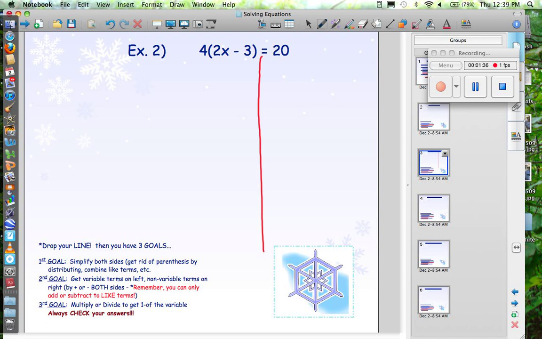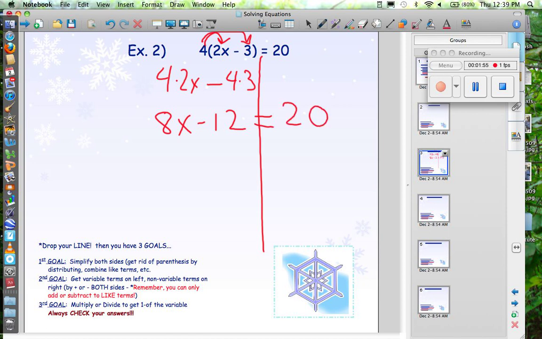So I'm going to take 4 times the 2x, and I'm going to subtract 4 times the 3. Okay? Simplifying that becomes 8x minus 12. And then on the right side, it's already simplified, so I'm good to go. All right? So, drop my line, did it. First goal, check. The second thing I need to do is make sure all my variable terms are on the left, and it looks good.